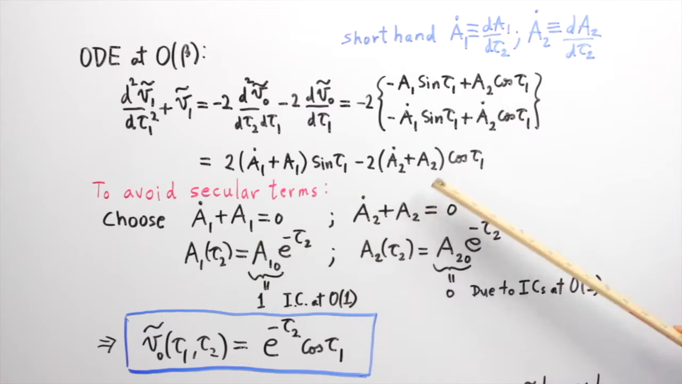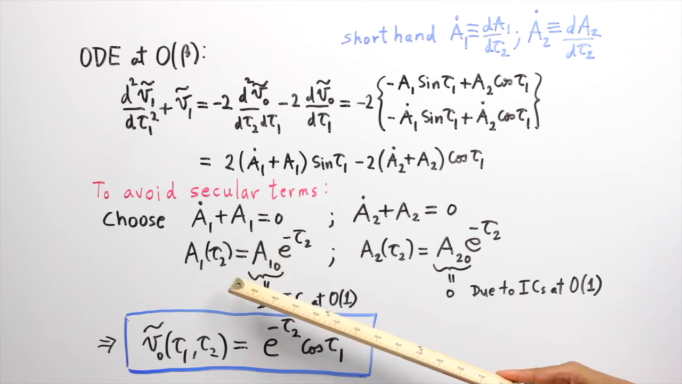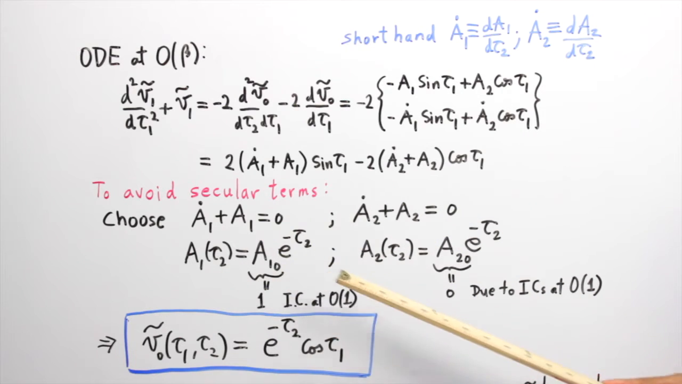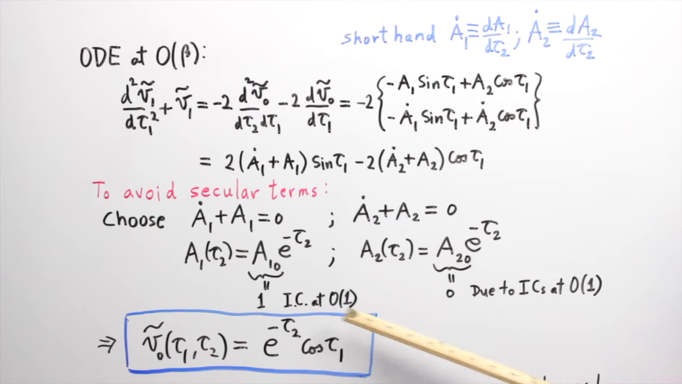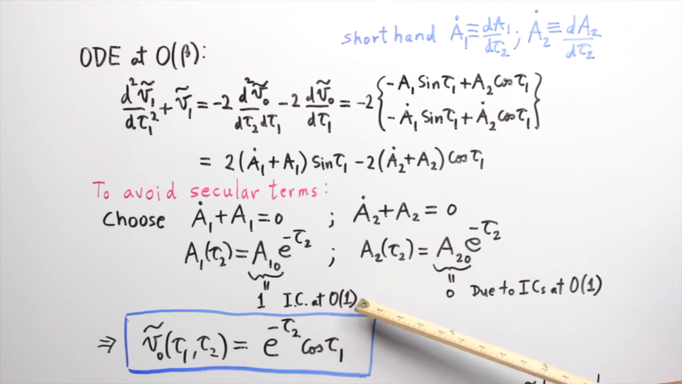We can set them like so, and so we can solve these. And so a1 is then given by this function and a2 is given by this function, and these coefficients can be found by the initial conditions expanded at order 1, which we saw before.